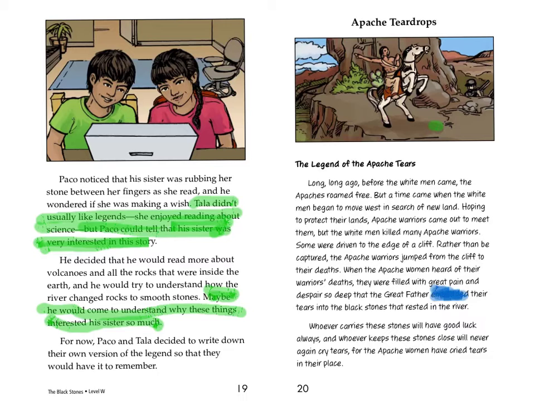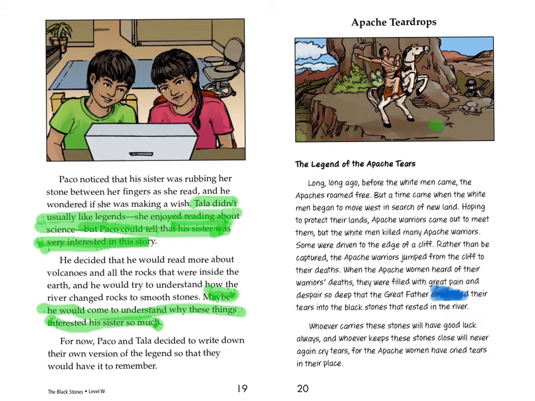Let's see if that makes sense. Who will reread it with put? Karina? "When the Apache women heard of their warriors' deaths, they were filled with great pain and despair so deep that the Great Father put their tears into the black stones that rested in the river." Does that make sense? Yeah. Yeah, it makes sense. Do we know what despair means?